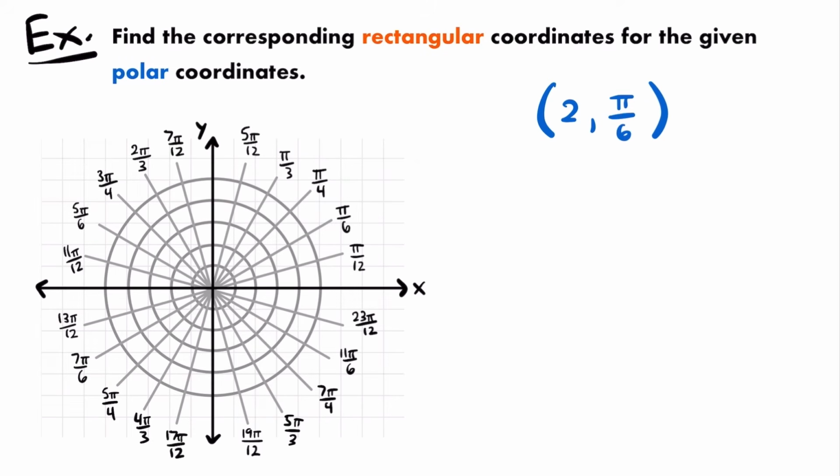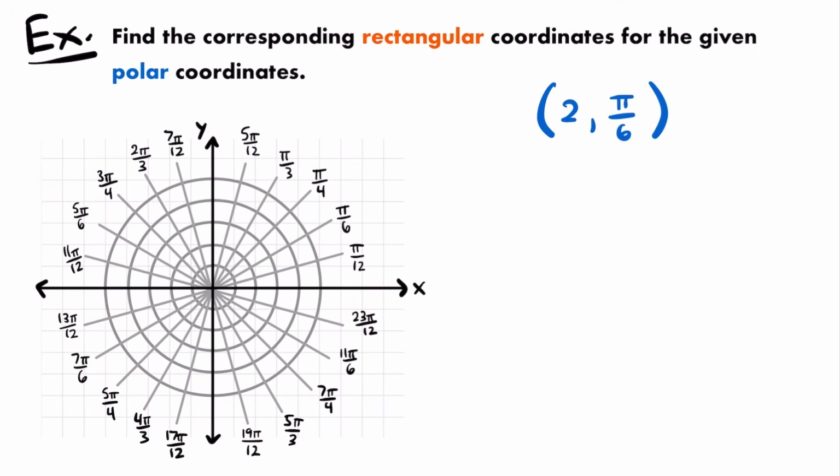Now, the first thing that I always recommend that you do when you're converting between polar and rectangular or rectangular and polar is to graph your coordinates. Plot them on a coordinate system. And you'll notice in this case that I have our polar coordinate system, but then I also have this grid system behind it. That would be the rectangular coordinate system.